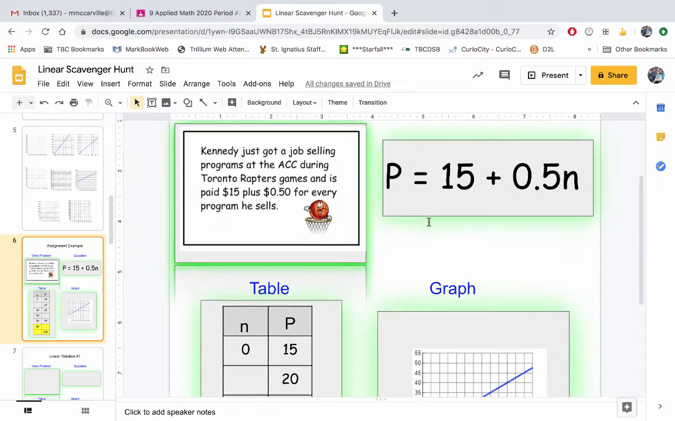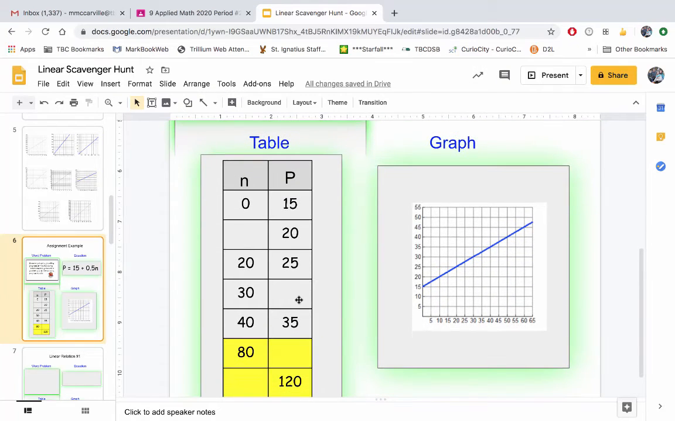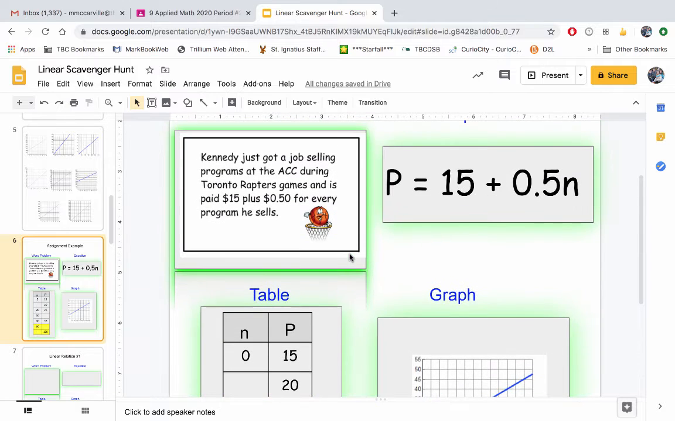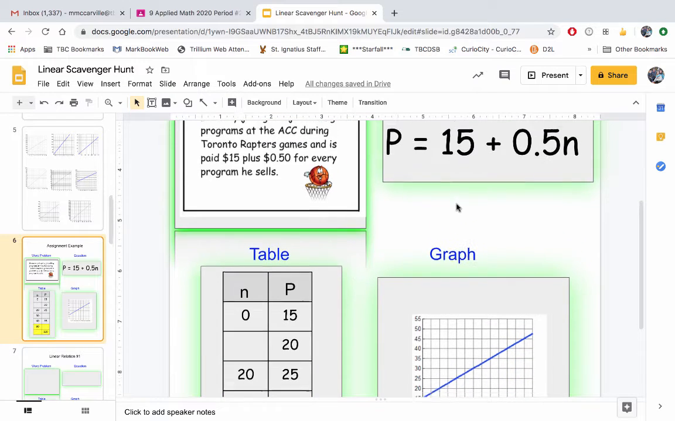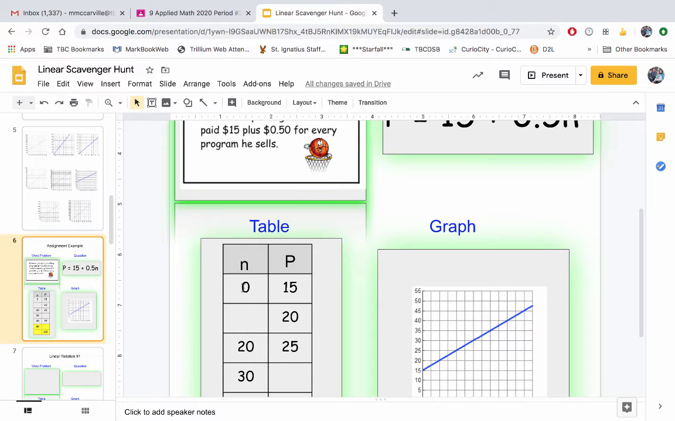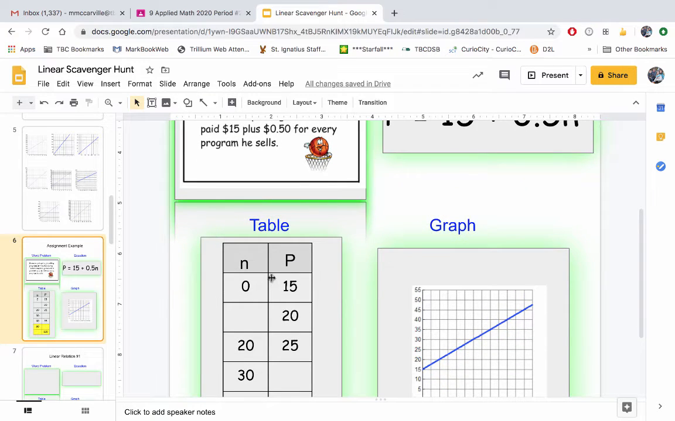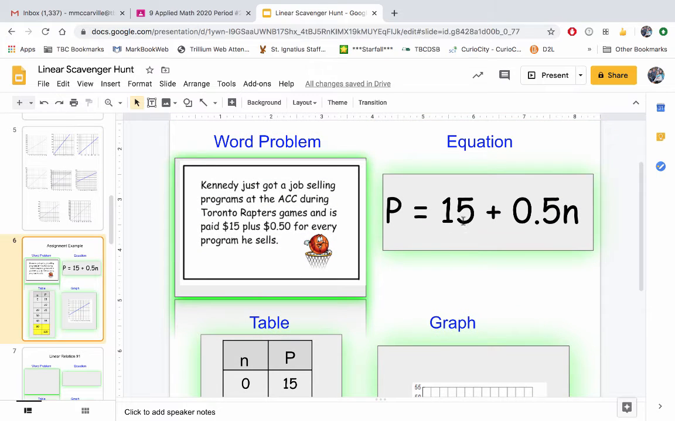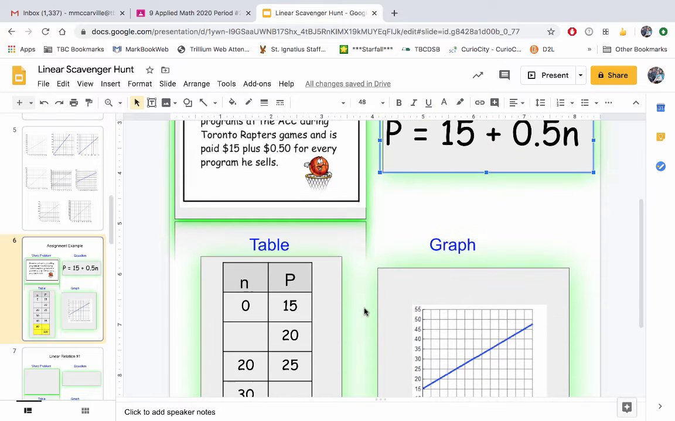Now, if you scroll down here, the table, and notice how there's some missing values here. I'm going to fill those in in a second. But this table also matches this information, the word problem and the equation. Now, if you notice, if he sells 0 programs, that's the N, he makes $15. So that's a typical partial variation. Partial variation means at 0, there's an amount there. If this was 0, 0, then it would be direct variation. So, okay, 0 programs, it makes sense he'll get paid $15. And if you look at the equation, 0 times 50 cents is 0 plus 15 is 15.